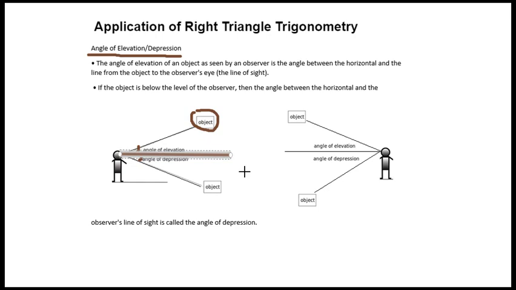In other words, the horizontal line will be the side of the elevation angle or depression angle. So when you draw an angle of elevation or depression, first of all, you need to draw a horizontal line.